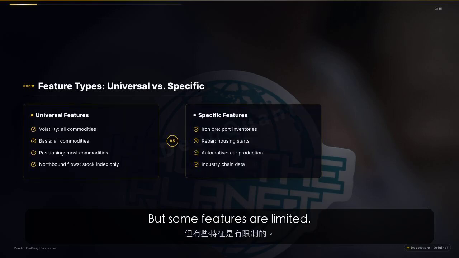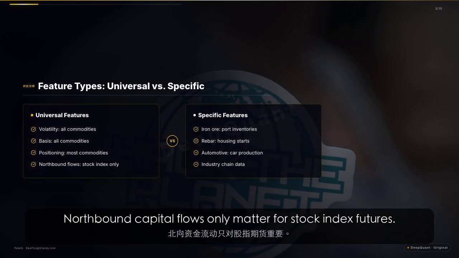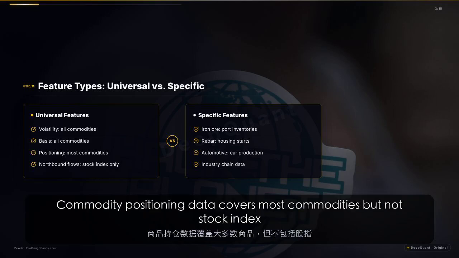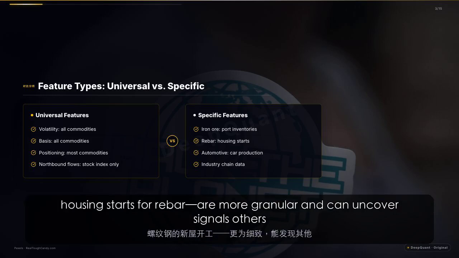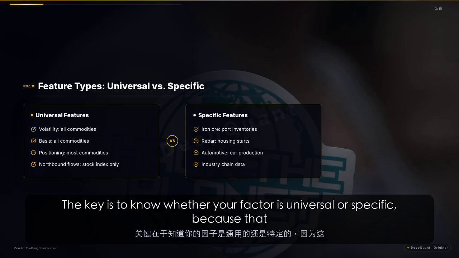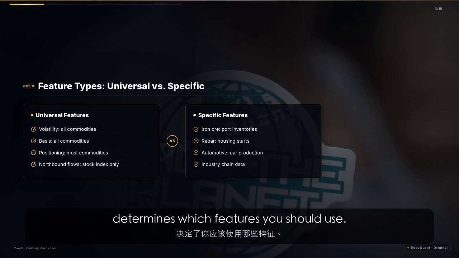But some features are limited. Northbound capital flows only matter for stock index futures. Commodity positioning data covers most commodities but not stock index futures. On the other hand, specific features, like port inventories for iron or housing starts for rebar, are more granular and can uncover signals others miss. The key is to know whether your factor is universal or specific, because that determines which features you should use.